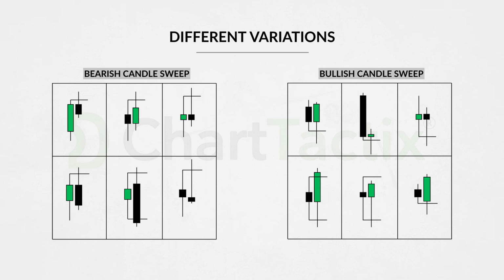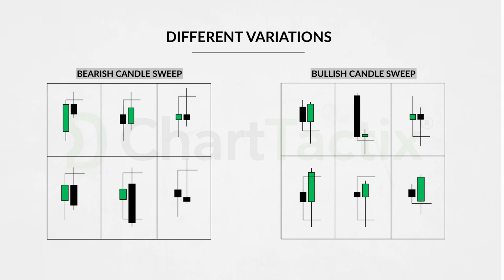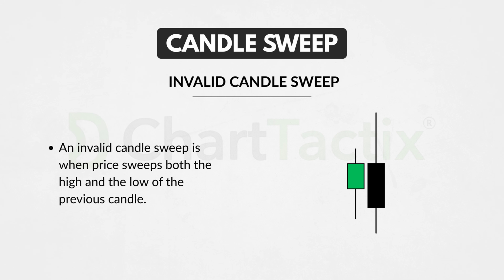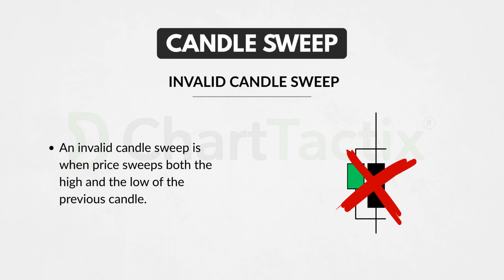Now, even though we understand candle sweeps, there are certain types you should completely avoid. First, the invalid candle sweep. This is when price sweeps both the high and the low of the previous candle. So you'll see a wick above the high and a wick below the low, all in the same candle. What does that mean? It means the market is in complete indecision. Buyers pushed up, sellers pushed down, and nobody is clearly in control. This is the type of candle you avoid completely.